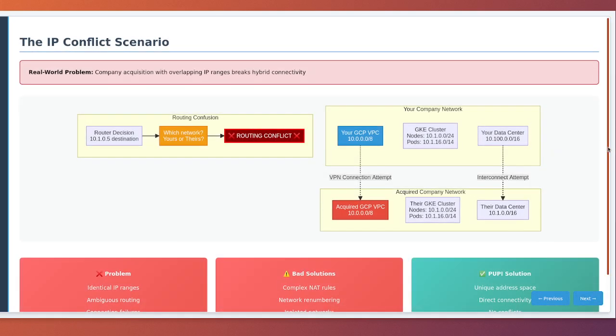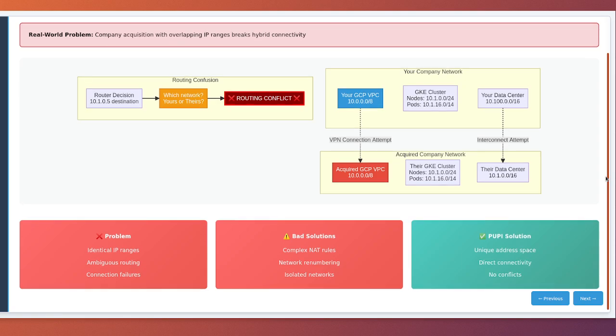Let me show you a real-world scenario that happens all the time in enterprise environments. This is exactly the kind of problem that network engineers need to anticipate and solve. Your company has been happily using RFC 1918 for your GKE clusters. Everything works great internally. Then your company acquires another company, and you need to establish connectivity between your networks via VPN or Interconnect. Surprise! The acquired company is also using RFC 1918, and their IP allocations overlap with yours.